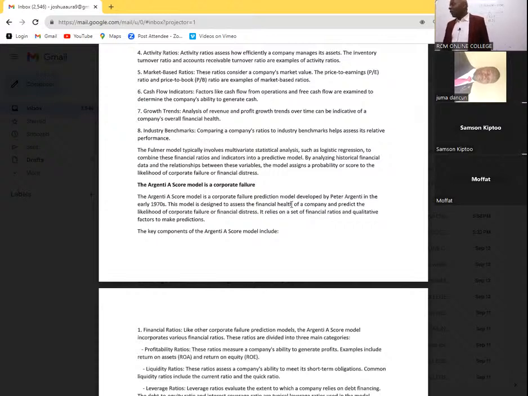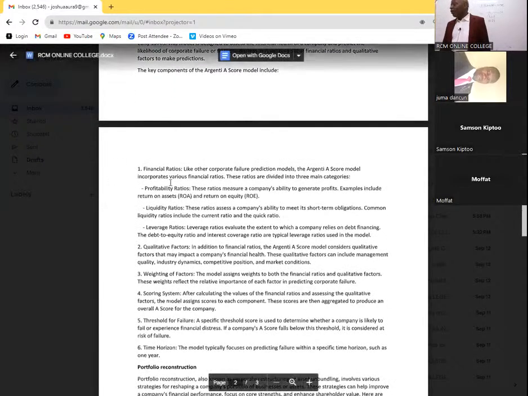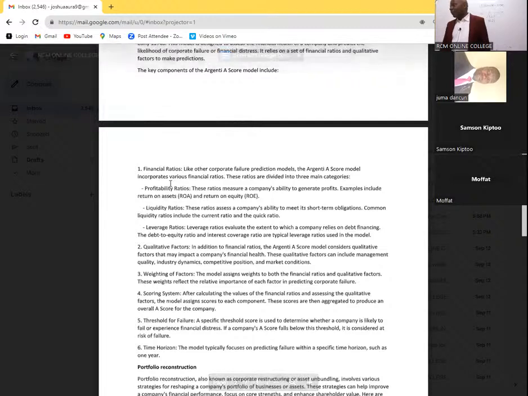The key components of the Argenti A score model: number one, we have the financial ratios. Like other corporate failure prediction models, the Argenti A score model incorporates various financial ratios. These ratios are divided into three main categories: profitability, liquidity, and leverage.